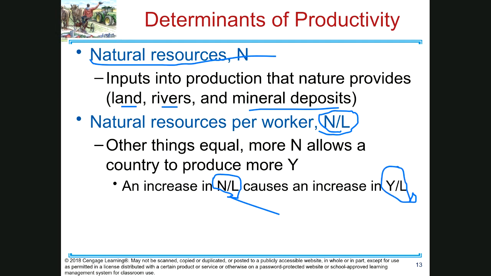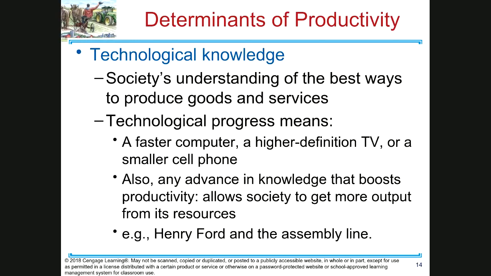The last, not least, is technological knowledge. Technology is kind of a combination of all the knowledge that society has built up through experiment, through research and development, finding a way to make things faster and better than some other country. That also makes labor more productive. Society's technology is society's understanding of the best way to produce goods and services.